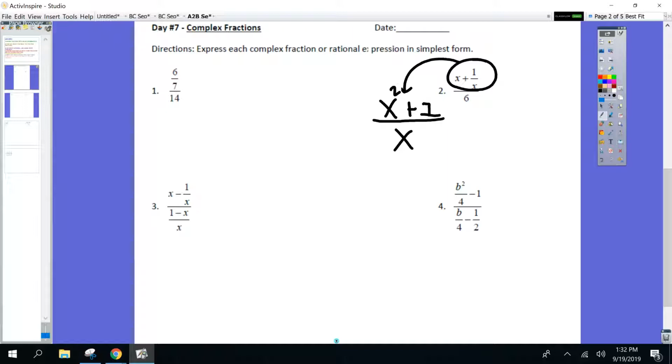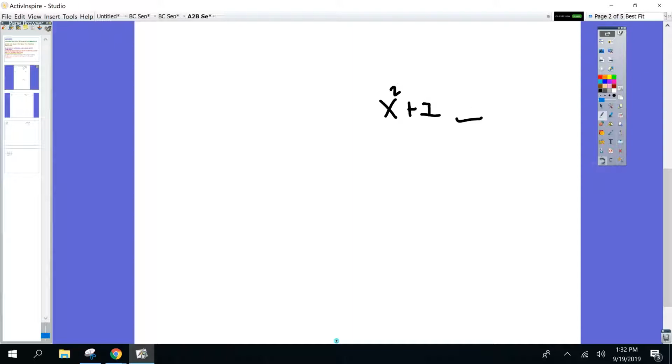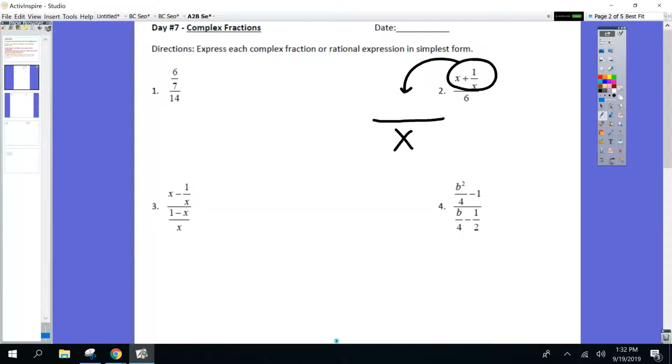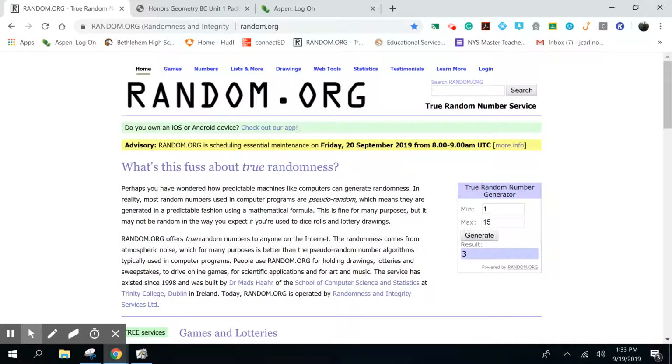All good? Divided by what? Okay, let me redo this. X squared plus 1 divided by what? Divided by 6, right? And I'm doing this literally step by step. If you want to skip some steps, that's fine. What's my next step now here?